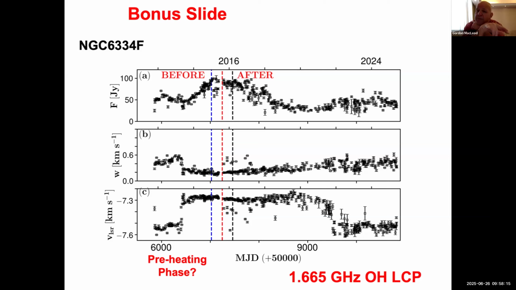We need a time domain machine. I say this all the time. We need to monitor in interferometry mode. And we need to monitor at all transitions, not just hydroxyl, all transitions, all the time, and as many sources as possible. And that's the goal we have to strive towards, right?